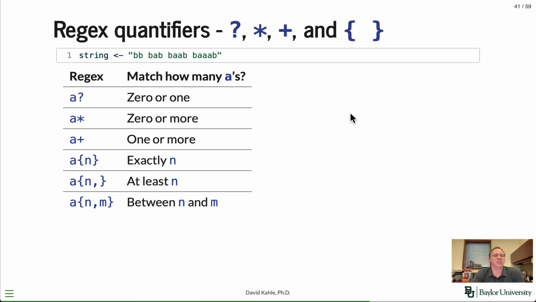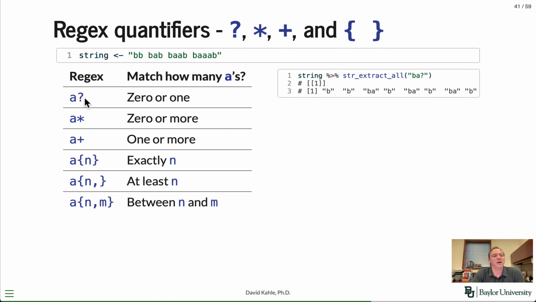Let's just see how this works on an example. Here's the string BB space BAB space BAAB space BAAAB, okay? I don't remember where I got that example, maybe from the cheat sheet. In any event, it's a useful one, okay? Let's see how this works. A followed by a question mark says the character here may be an A, but it may not be there at all, okay? So it matches either 0 or 1 A's.